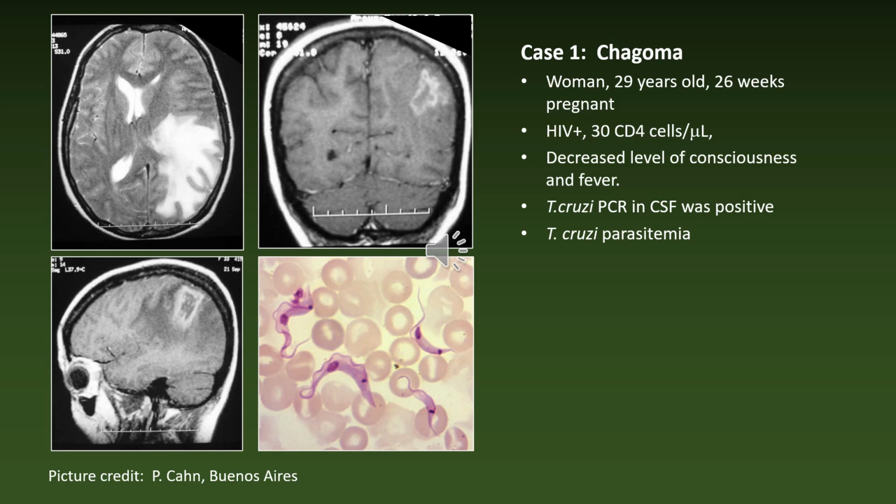The typical presentation of Chagas disease in persons living with HIV is the chagoma, a cerebral mass. This patient was a 29-year-old woman who was 26 weeks pregnant. She had Trypanosoma cruzi parasitemia and a cerebral mass. The PCR for Trypanosoma cruzi in the cerebrospinal fluid was also positive.